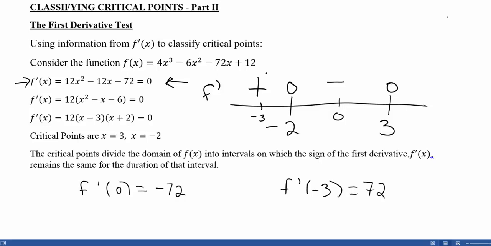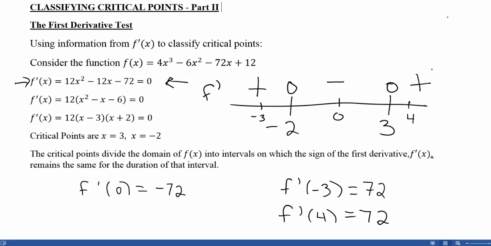The last interval that I see here is 3 to positive infinity. So I'm going to pick a number to test between 3 and positive infinity. I'm going to pick 4 because that's an easy one to work with. So I plug 4 into my first derivative. I carefully crunch that number, and I again get 72. So here, because it was positive, I know that all the numbers I could plug in from 3 to infinity will give me a positive result when plugged into the first derivative.